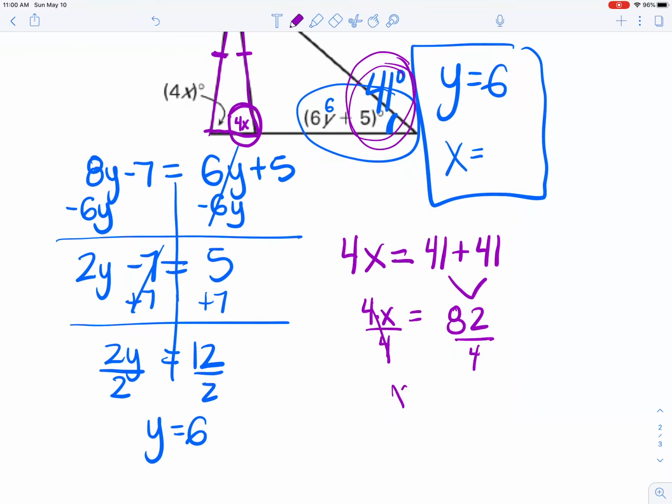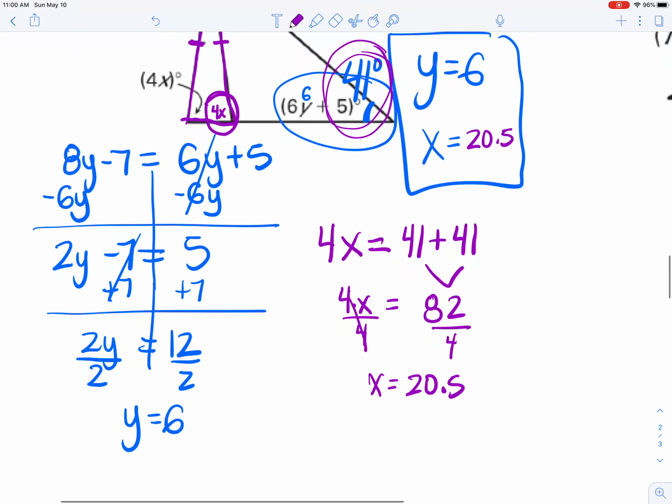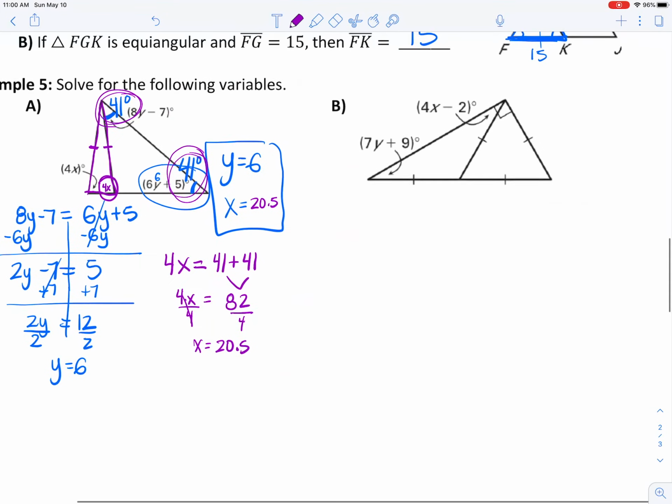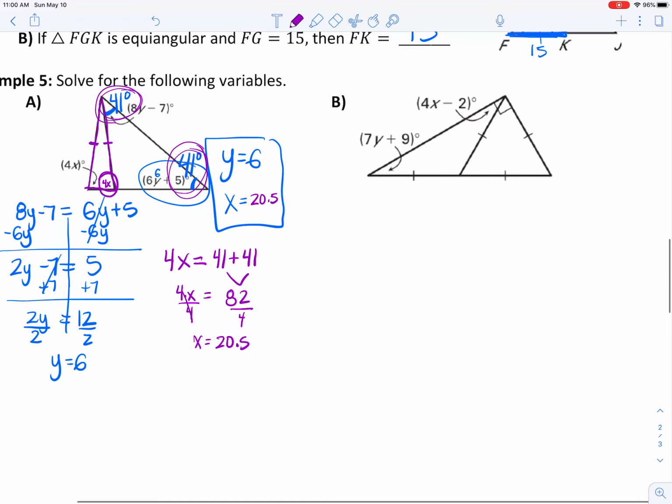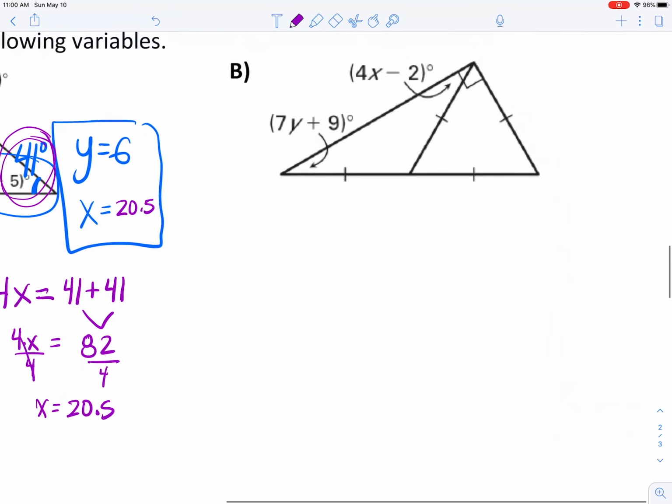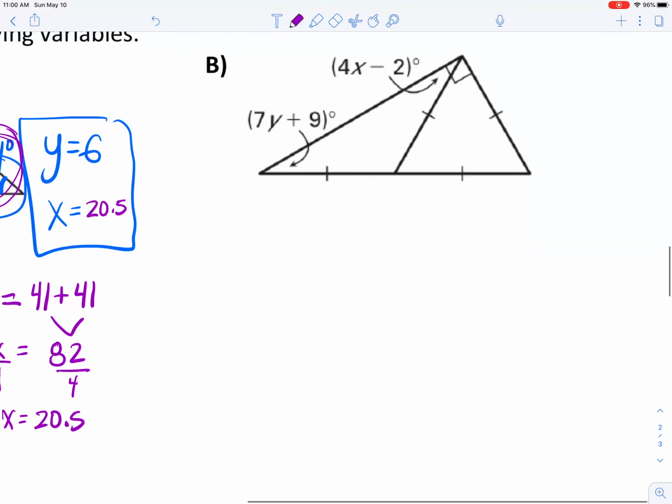How do you undo 4 times? You divide by 4. Okay, and 82 divided by 4 is 20.5. So x is 20.5. Okay, that one was a little tricky, but that's okay. We got through it. Let's take a look at letter B. That's our last example.